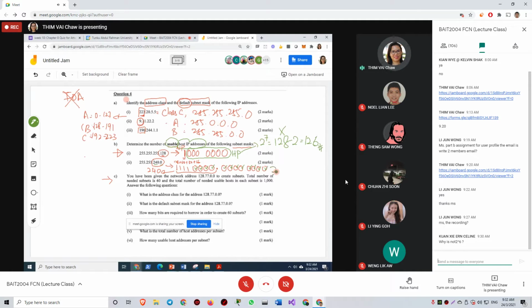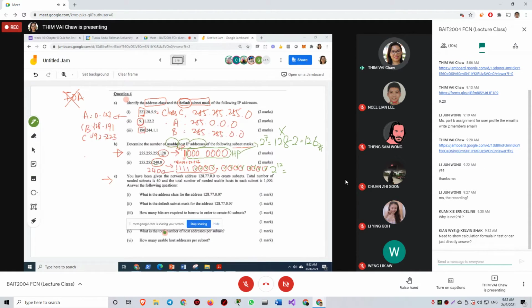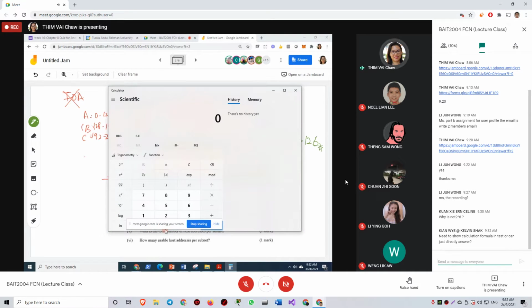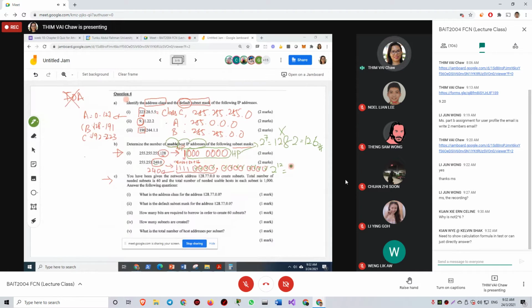So 2 power 12. Sorry, Miss Chow, I don't have a physical calculator in front of me. So I need to use the computer's calculator. So I'm using 2 power 12, and I will get 4096. Remember, minus 2.